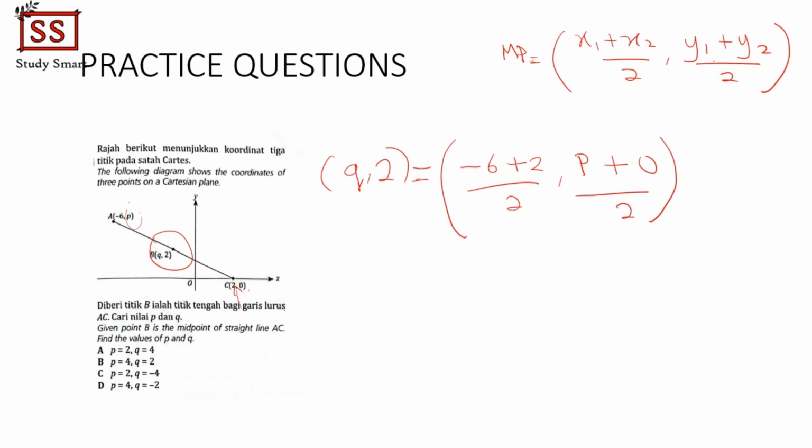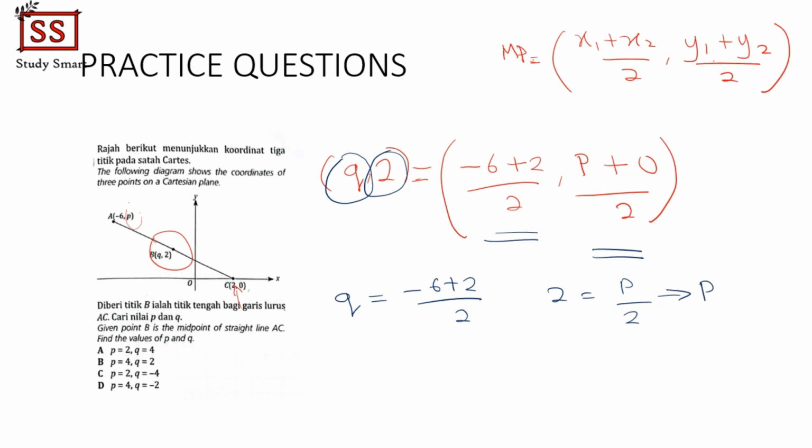Okay, now what are we supposed to do for this one? You need to make it as a separate formula. So this Q belongs to the first section and this value 2 belongs to the second section. So your answer should be Q equals negative 6 plus 2, divided by 2. Another one, 2 equals P divided by 2. This one is very easy to solve. P equals 4, 2 times 2 is 4. So then you can eliminate answers A and C. Your answer should be either B or D.